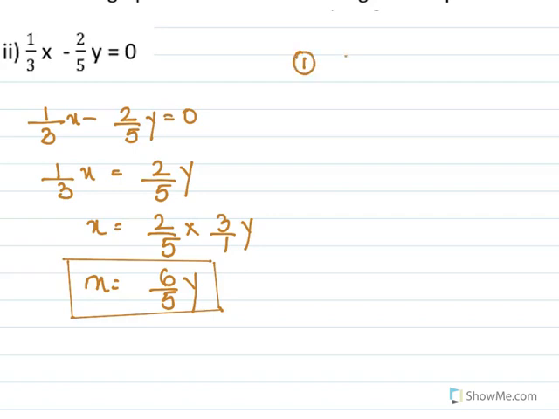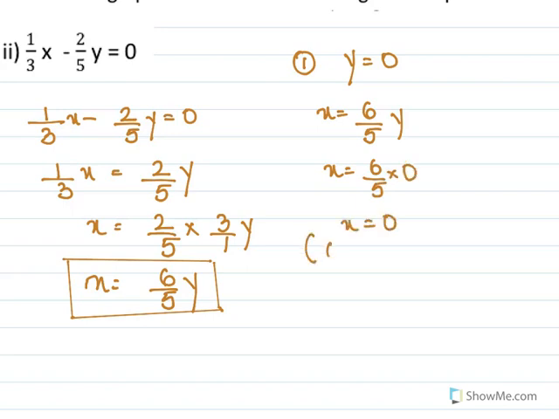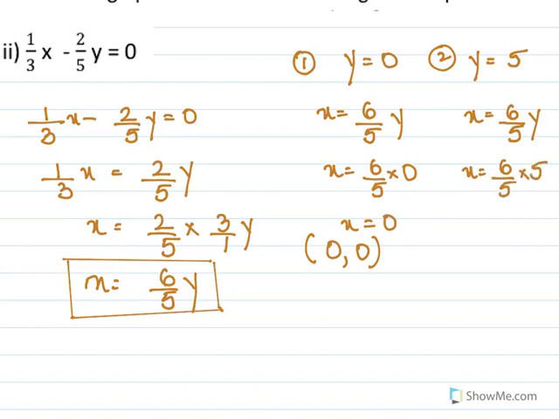So for the first solution, I say y equal to 0. It is x equal to 6 by 5 y. So I put y equal to 0, 6 over 5 into 0. So x equal to 0. So first x 0, y is 0. For the second one, I'm going to put y equal to 5. Equation is x equal to 6 over 5 y. So x equal to 6 over 5, for y is 5, this cancels, so x equal to 6. So x 6, y 5 is the next solution.